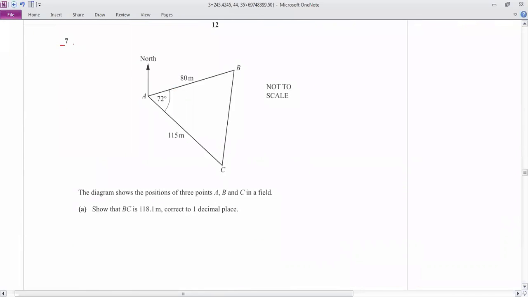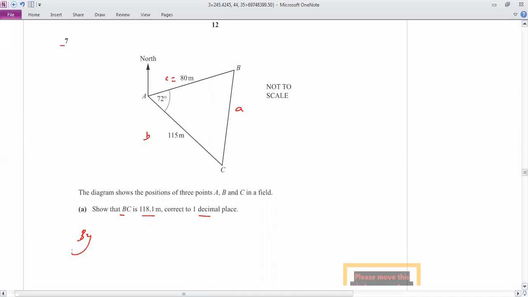And this one is now number 7 from the geometry. This is north. When north, obviously bearing will be used. The diagram shows the position of points A, B, C in the field. Show that BC is this one, correct to 1 decimal place. So we need to find BC actually. So if I take the triangle ABC, this is A, opposite to A is this, this is B, this is C. So which rule can I use here? Cosine rule is best, because you are finding a side opposite to the angle, and you know already the other two sides. So use the cosine rule.